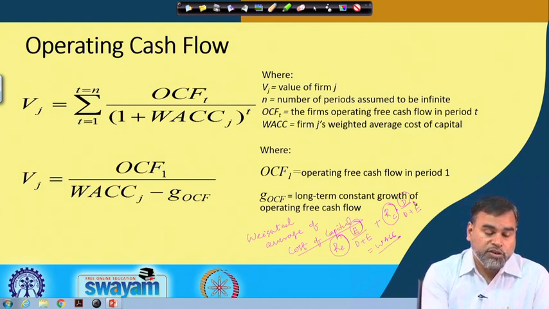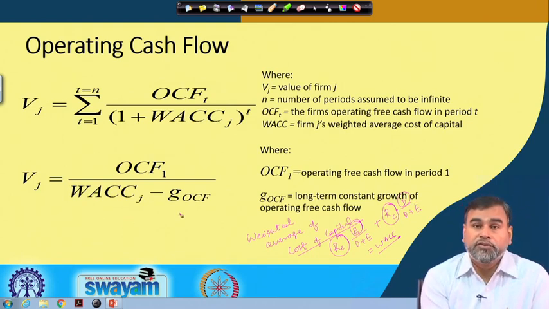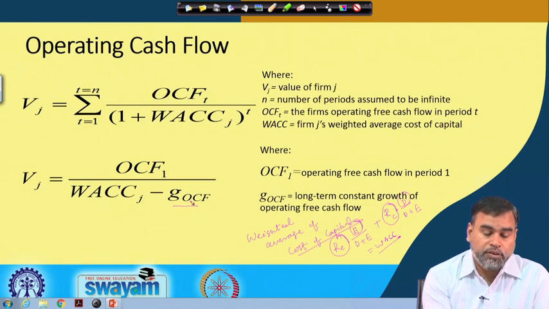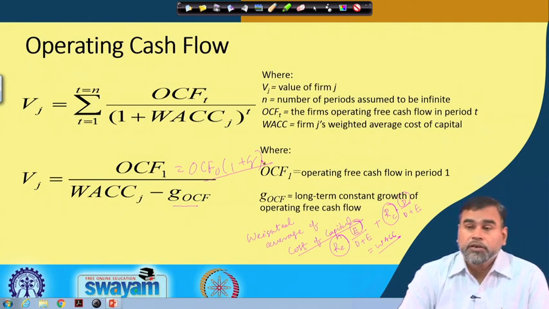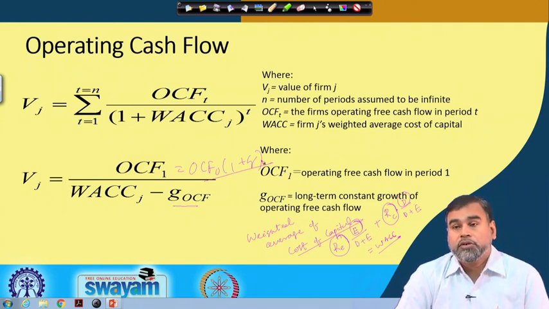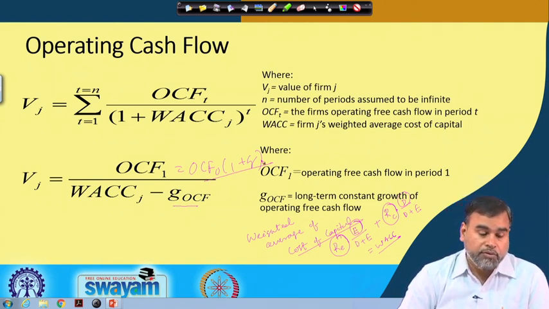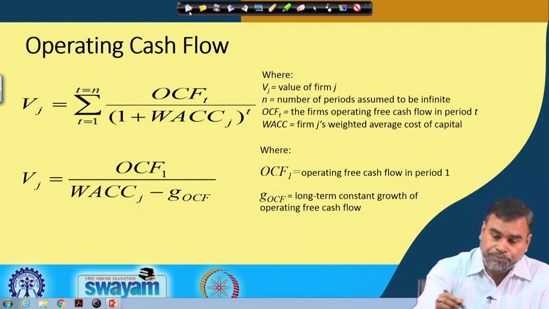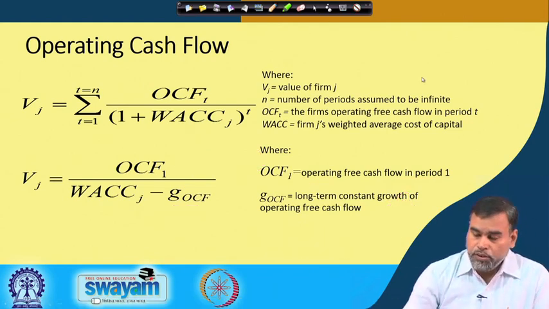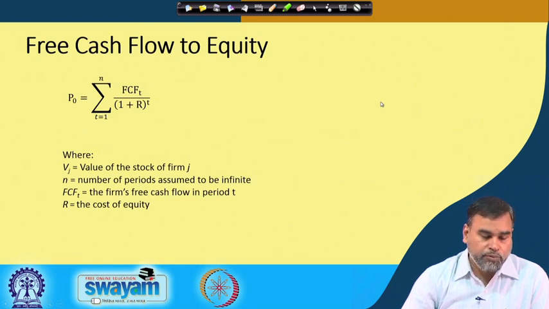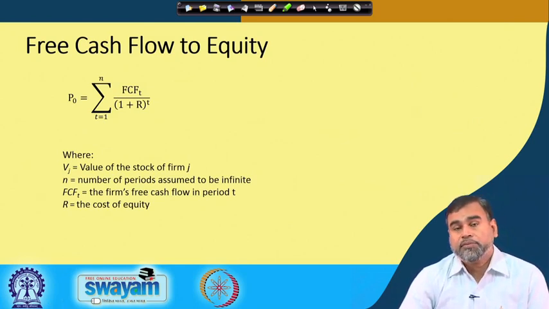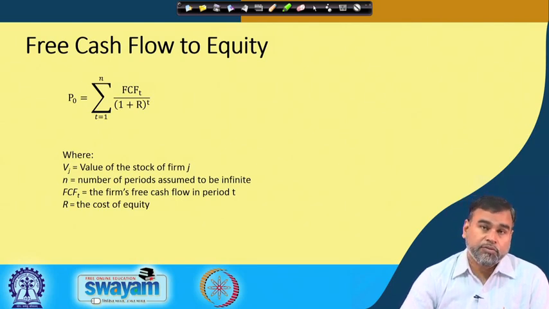In this case, it is OCF1 divided by WACC minus G, the growth rate of the OCF, and your OCF1 is nothing but OCF0 into 1 plus G, divided by WACC minus the growth rate of the OCF. Then you can calculate the operating cash flow. But if you are going for the free cash flow, then you can use the operating cash flow minus capital expenditure plus net debt issued, that will give you the free cash flow.